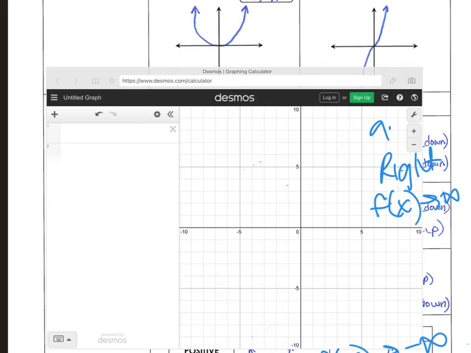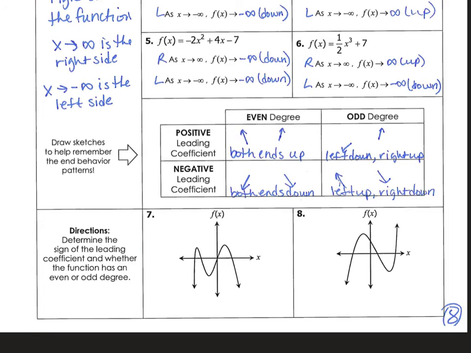Okay, so I also summarized here at the bottom the pattern, how you can tell which way the ends are pointing based on both the degree and the leading coefficient. So when we talk about even degree, that means your degree would be 2, 4, 6, etc. So if your highest exponent is an even number.